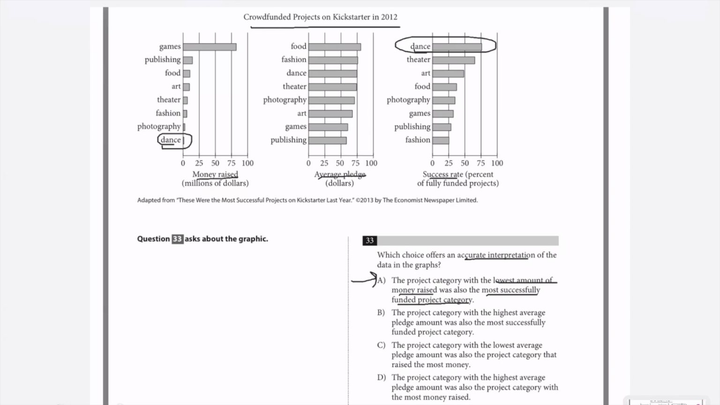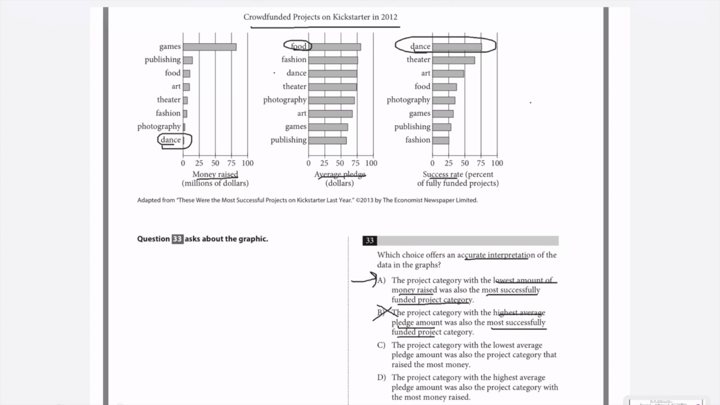B says the project category with the highest average pledge amount was also the most successfully funded project. So we go to the average pledge chart, which is chart number 2 here, and we see that the highest average pledge amount was in the food category. But then we see that the most successfully funded project, which is when we go to graph 3, was dance. Since the project category with the highest pledge amount was not the most successfully funded project, we know that B is incorrect.